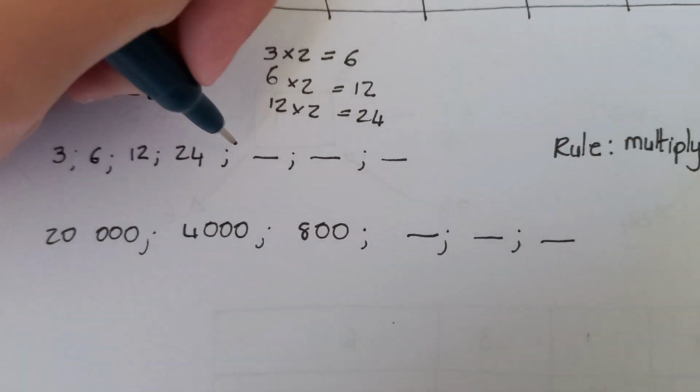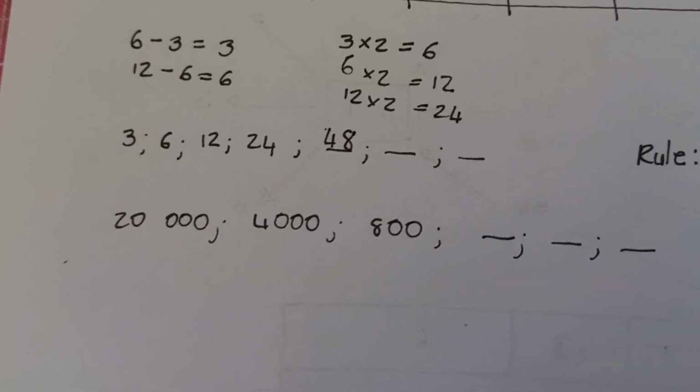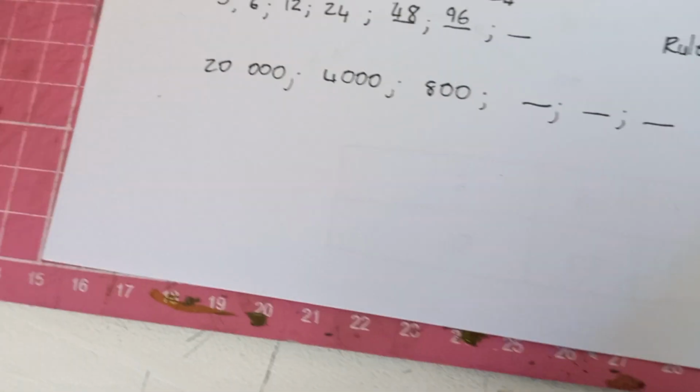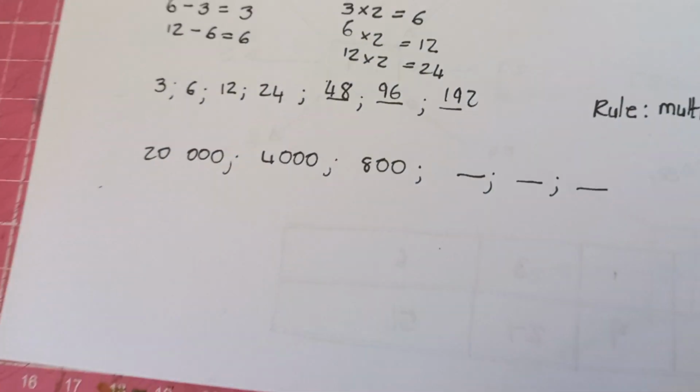Okay, multiply by 2. So now we're going to say 24 times 2. That will give us 48. 48 times 2 will give us 96. 96 times 2 will give us 192.